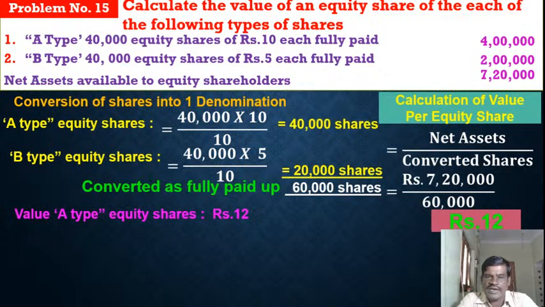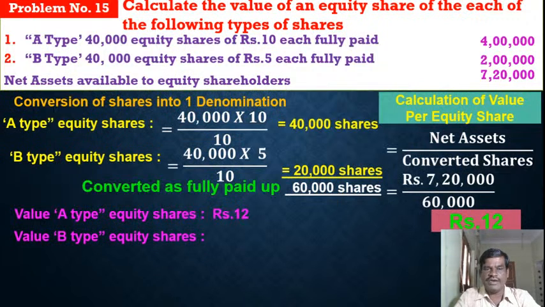Okay, the value of A type of equity share is 12. Just have calculated here. The value of A type of equity share is rupees 12. Okay, now I have to calculate what is the value per equity share in type of B.